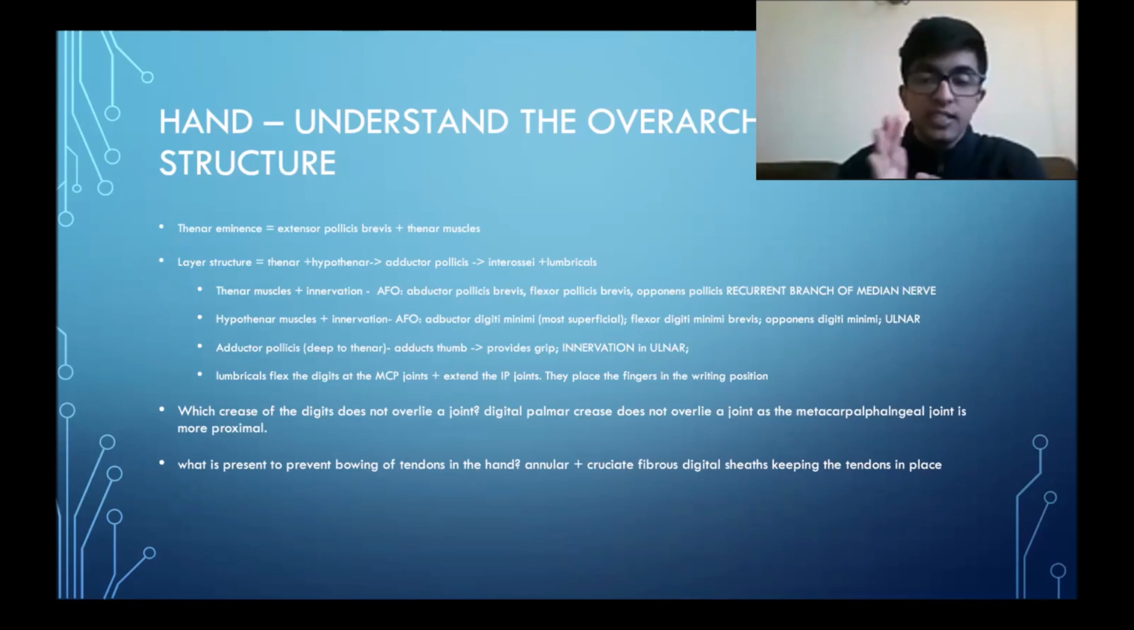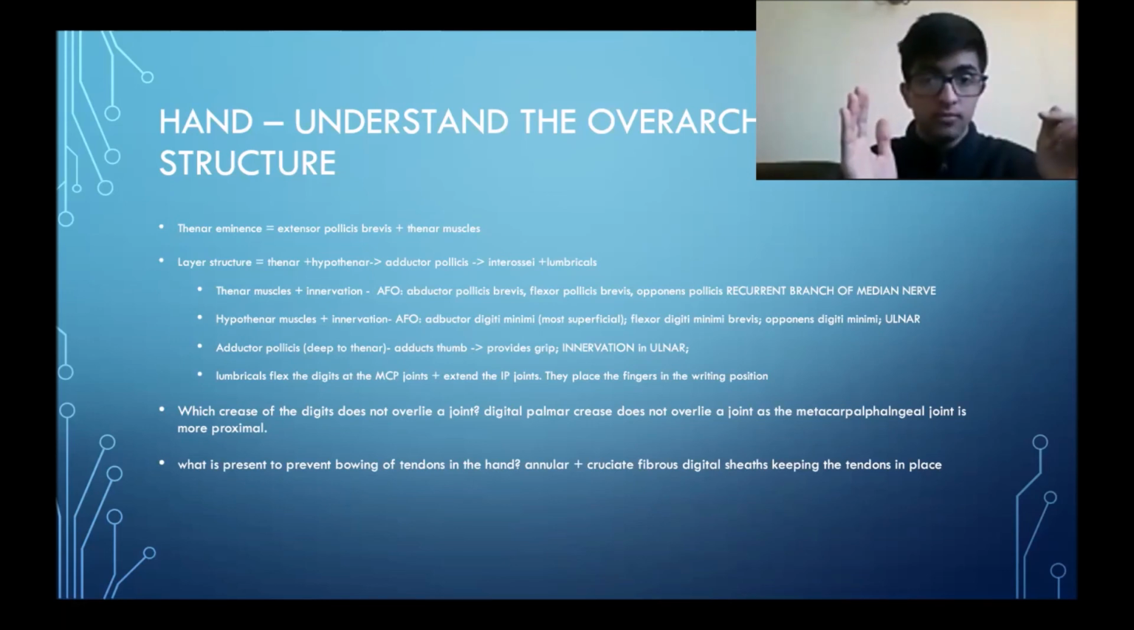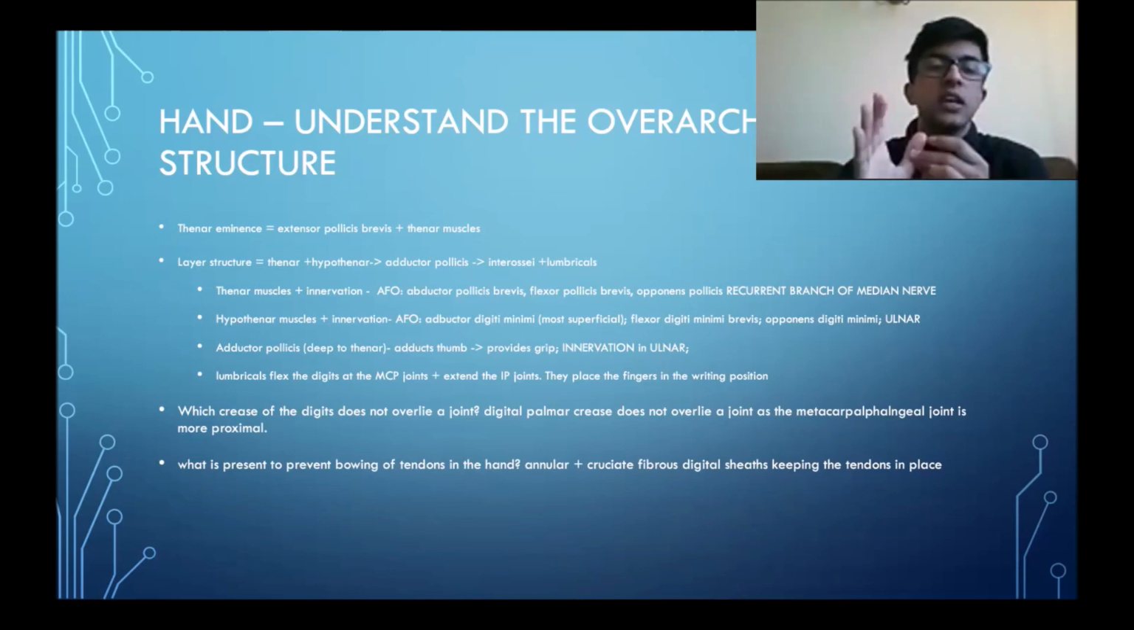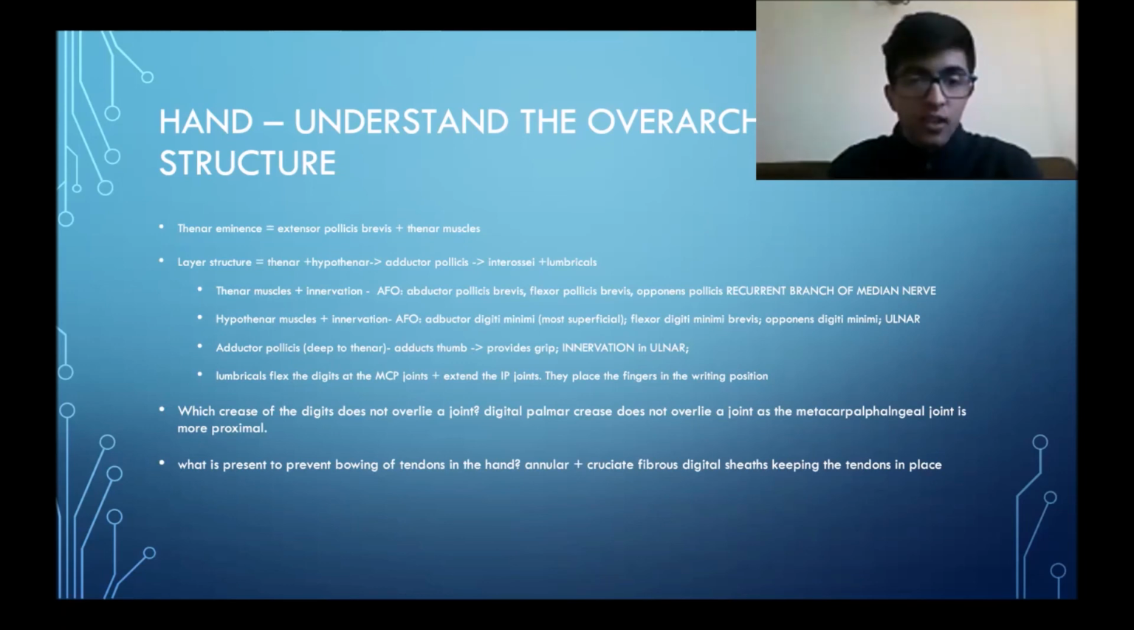So you have creases on your digits like this. You can literally see the creases. A digital palmar crease does not overlie a joint, right? That's the only thing to be aware of. In these creases, the crease that doesn't overlie a joint is the digital palmar crease, because the metacarpal phalangeal joint is actually more proximal to where the crease is. What is present to prevent the bowing of the tendons in the hand?